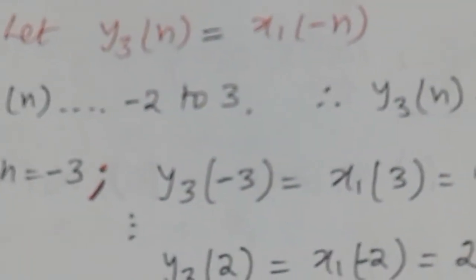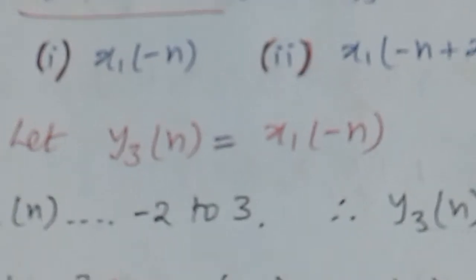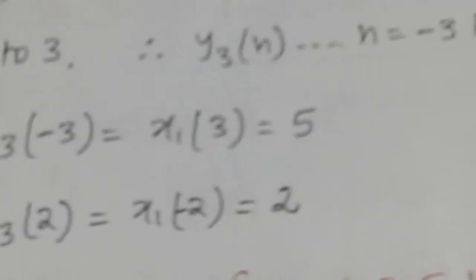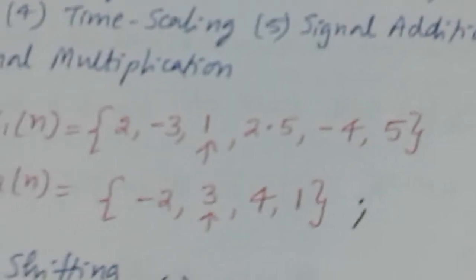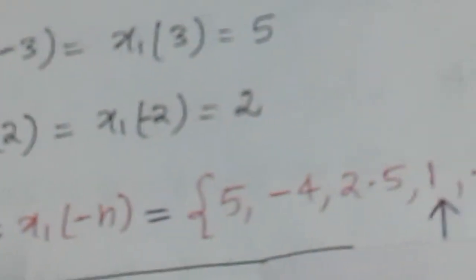Therefore, here y3 of n will be, since it is x1 of minus n, it is reversal, n is negative. If this is minus 2 to 3, this will be from minus 3 to 2. As simple as that. So when n equal to minus 3, y3 of minus 3 is equal to x1 of 3. What is x1 of 3? From the given question, x1 of 3 is nothing but 5. Similarly, y3 of 2, if you find out, it will be 2.